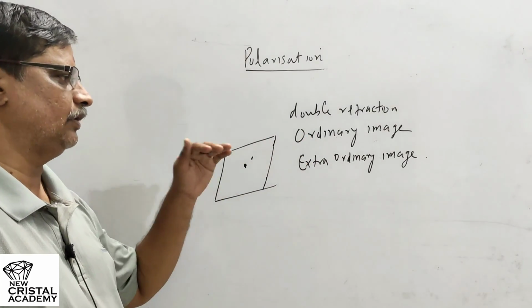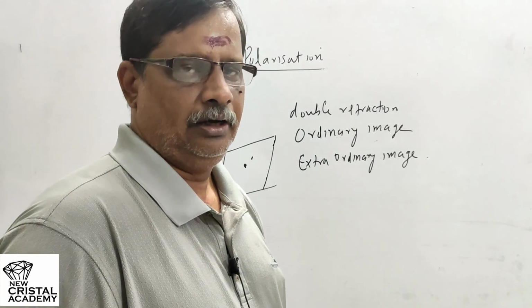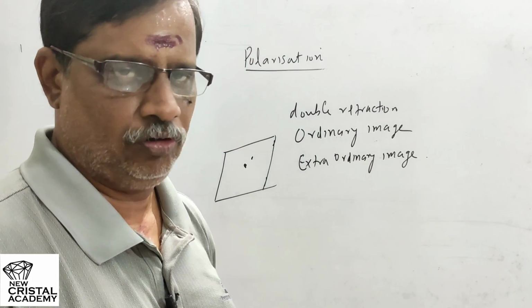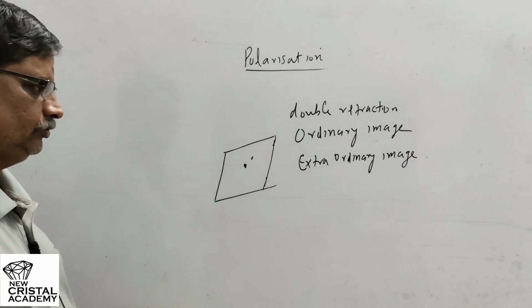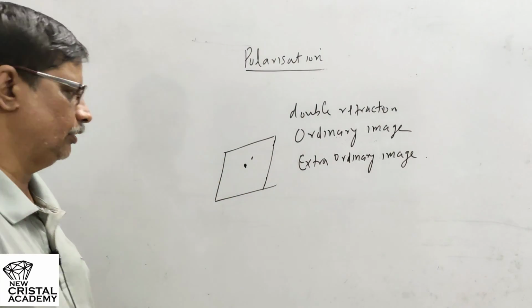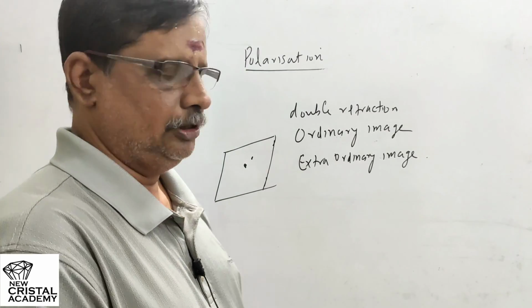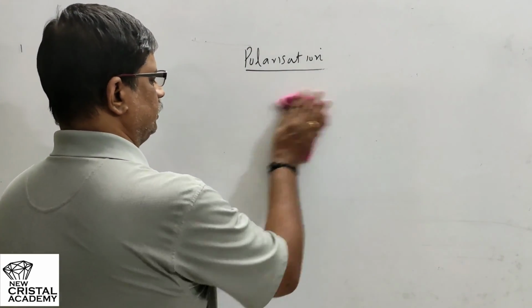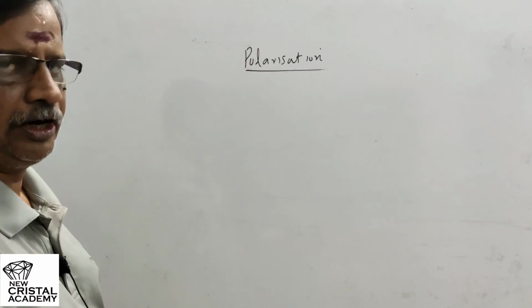In some crystals, the refractive index for the ordinary ray will be greater than that for the extraordinary ray, and for some other crystals it will be the opposite. That depends on the nature of the crystal. This phenomenon is known as double refraction. Now let us see an instrument or a crystal that works on the principle of double refraction, and that is called a nickel prism.